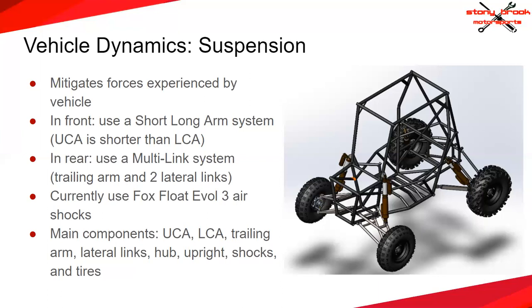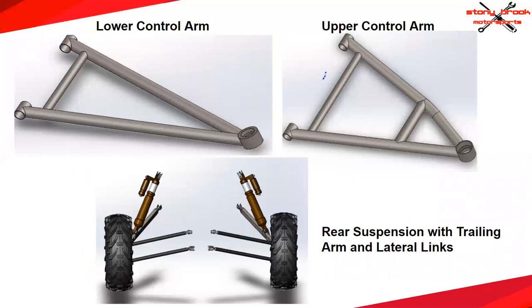On the next slide, you can see the lower control arm and the upper control arm that I was talking about. Those go on the front of the car. In the rear, you can see that underneath the shocks, you have the trailing arm as well as the lateral links. So we use a different configuration in the front and the back. And that's just what I wanted to show you here.